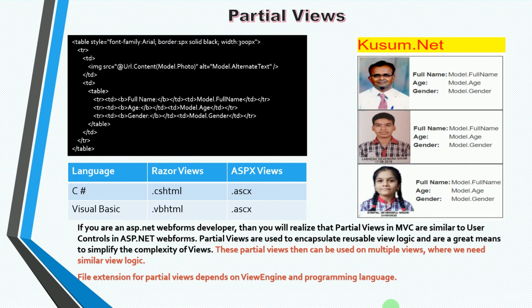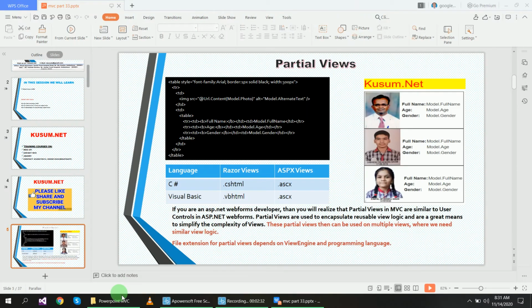The file extension for partial views depends on the view engine and programming language. If you use C Sharp, the extension will be .cshtml. For Visual Basic, the file extension will be .vbhtml. In ASPX, the extension will be .ascx. So let's flip to Visual Studio and check.